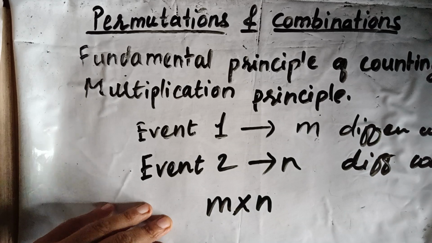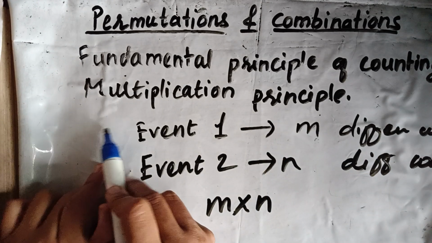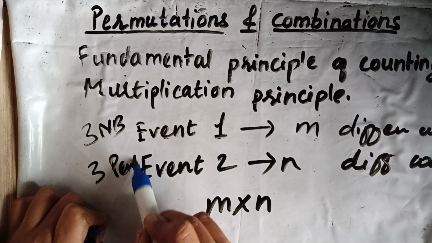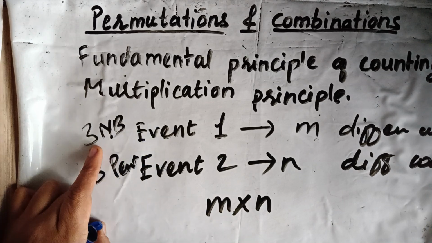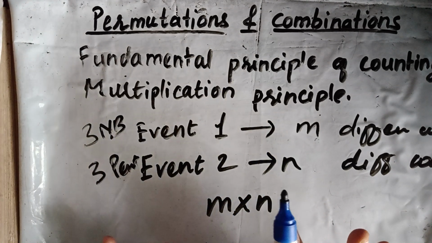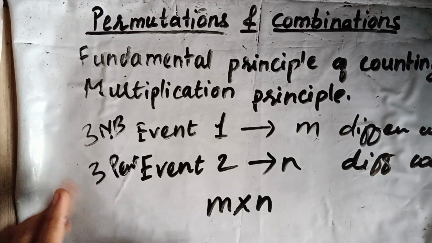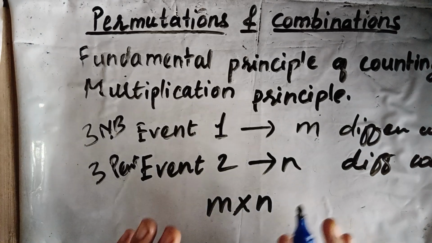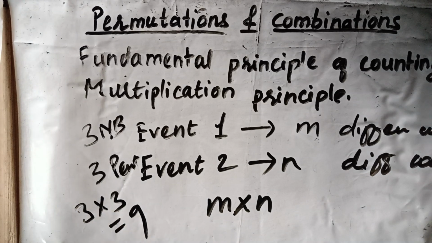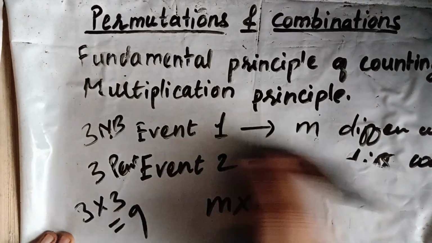So we can take the same example, that is choosing three notebooks and choosing three pencils. We are choosing first one notebook and then after that the second event is choosing a pencil. So the total number of occurrence of these events is given by 3 into 3, that is 9 ways. This is what the fundamental principle of counting states. Let's see one example from the textbook.